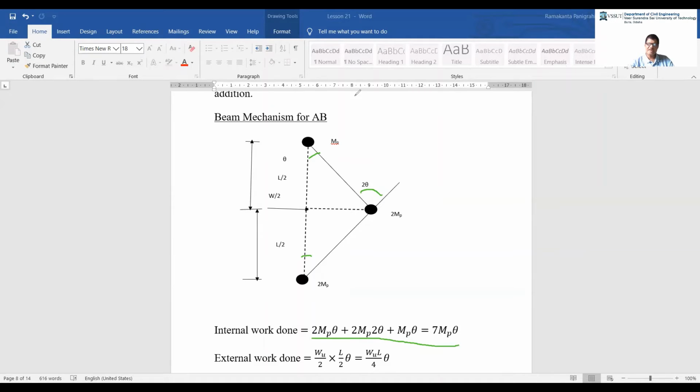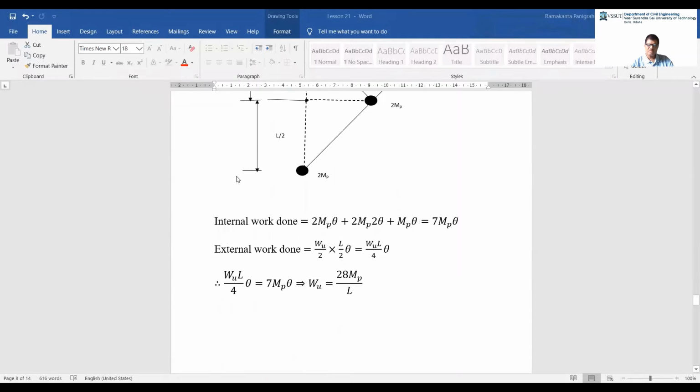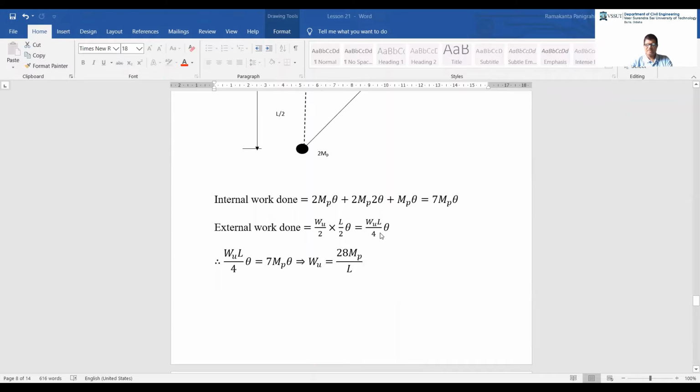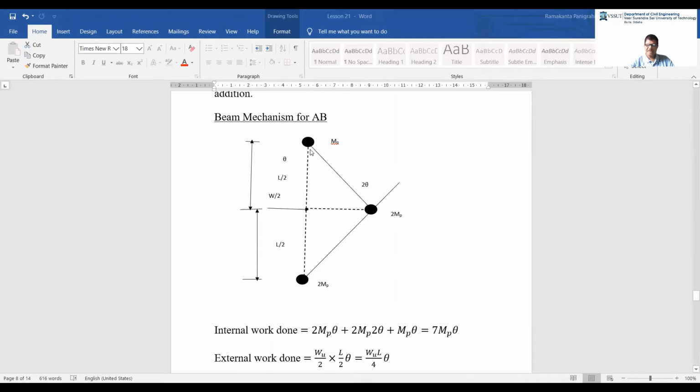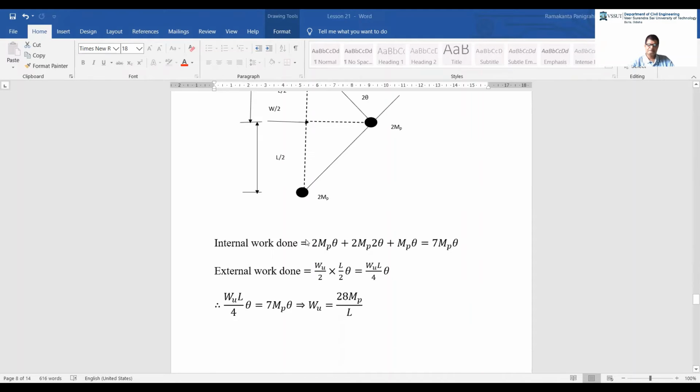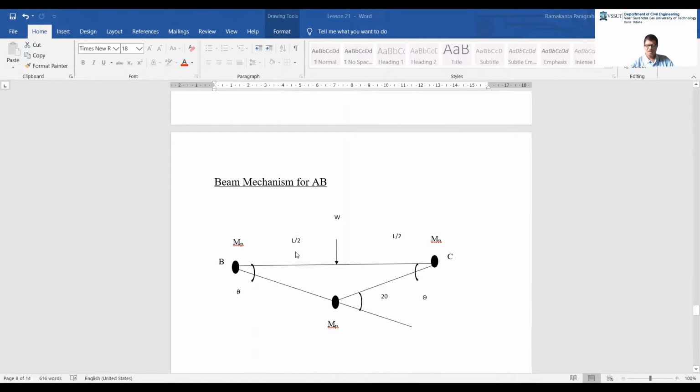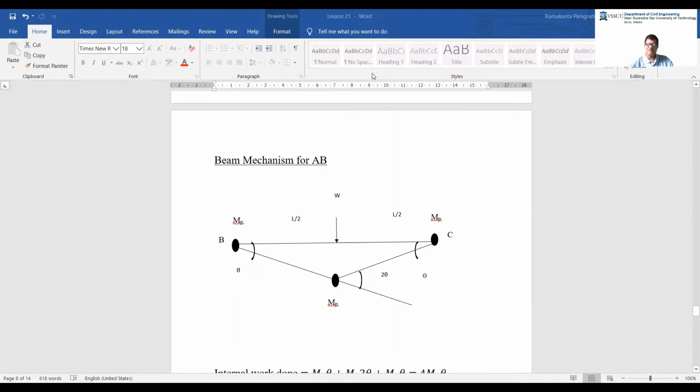Now with 7Mp theta, what is the value of this load? WuL by 4 theta is equal to 7Mp theta. So Wu becomes 28Mp by L. We find from this mechanism for AB. Now let us go to the mechanism of BC. BC, not AB. Mechanism for BC. So for the BC span, again everywhere will be Mp.